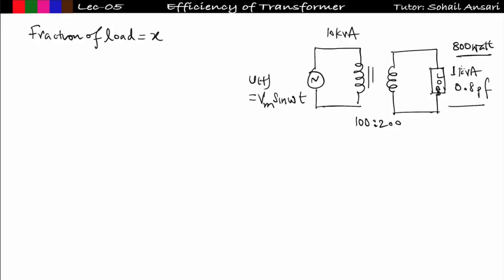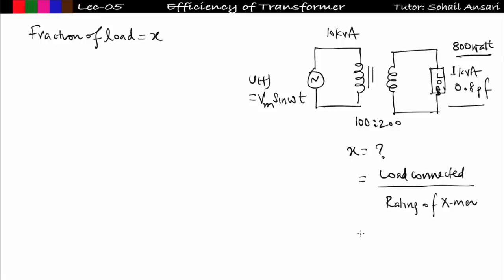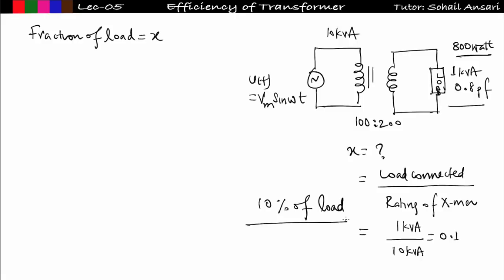Got it? By going through the power triangle, you can easily calculate the active power drawn by the load, that is 800 watt. So in the question, the load is given like 800 watt at 0.8 power factor, or they will give you in kVA also. Now I would like to ask you at what fraction of load this transformer is working. So fraction of load means rating of load connected upon rating of transformer. So it will be equal to load connected 1 kVA and this is 10 kVA rating. So overall it will come out to be 0.1, meaning this transformer is working at 10% of load. This is very important to know, at what fraction of load this transformer is working.